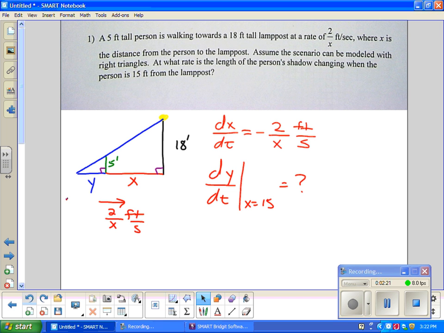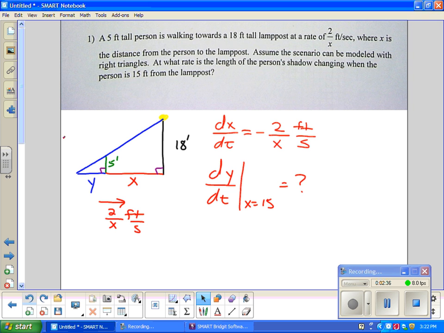Now, do not plug in 15 feet and start calculating y. It didn't ask for the length of the shadow. It asked how fast it's changing. I don't know if I need that information. There's no reason to calculate it yet. All right, and that's the same as the figure I had.